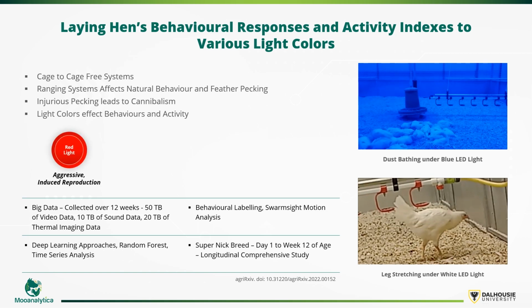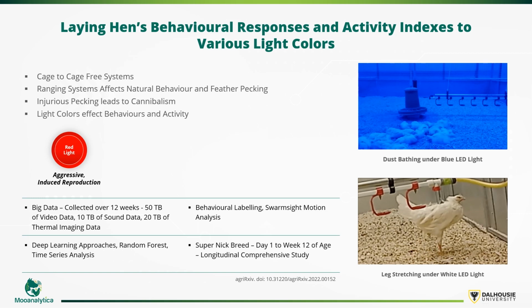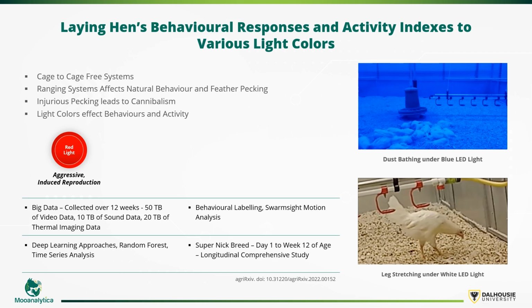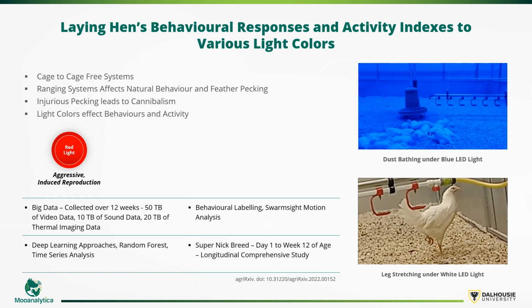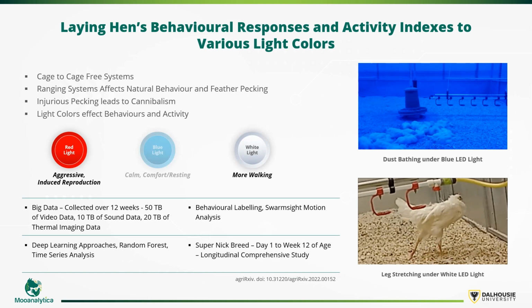Obviously, red tends to provide aggression. Sometimes under the red light, birds mistake it for blood and start pecking more. The aggression also tends to increase under the red LED light in comparison to white and blue light.